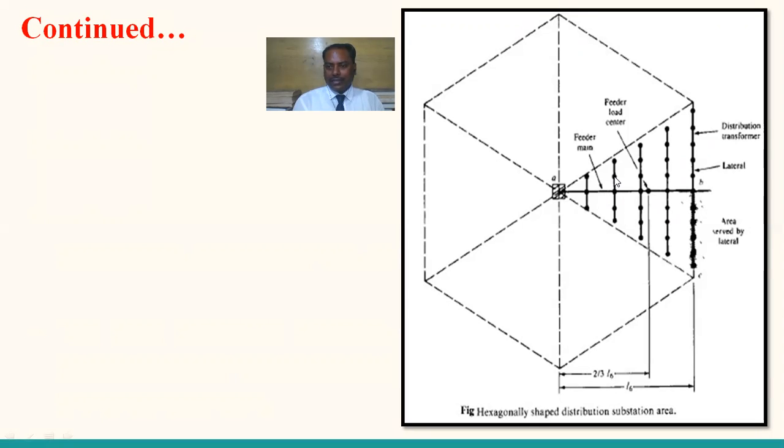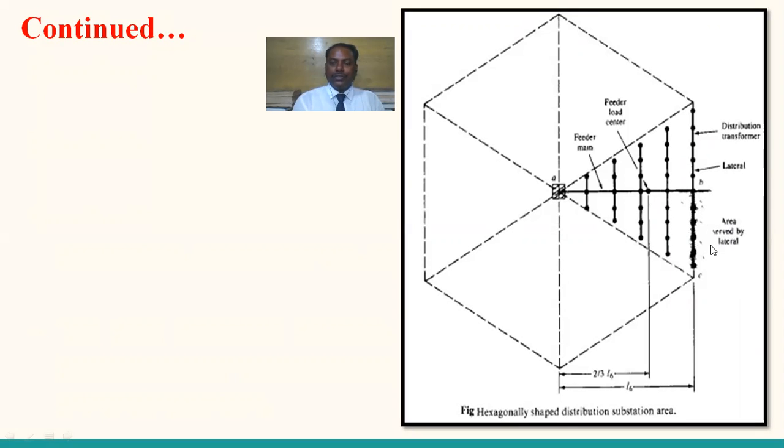The dark circles represent the locations of distribution transformers. And this one is the load center, which is located at 2/3 of L6. L6 is the length of the feeder. This is the point B. And the laterals are connected from distribution transformer to distribution transformer. These are the locations of distribution transformers, and this is the area served by a lateral.